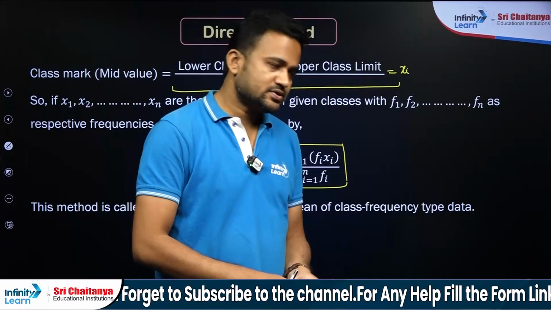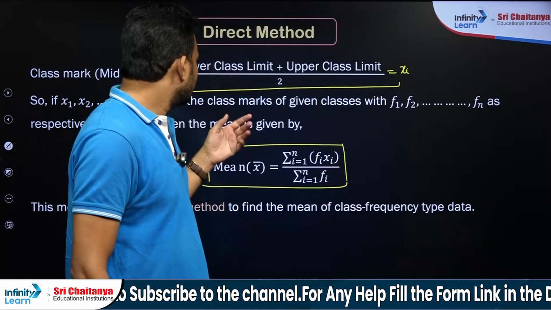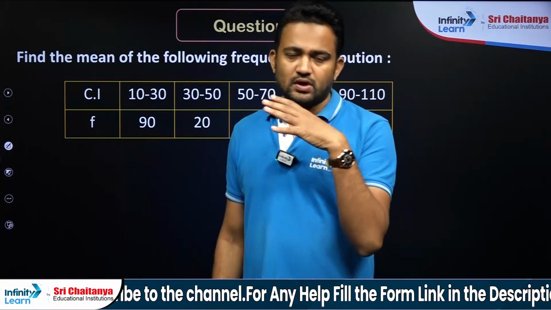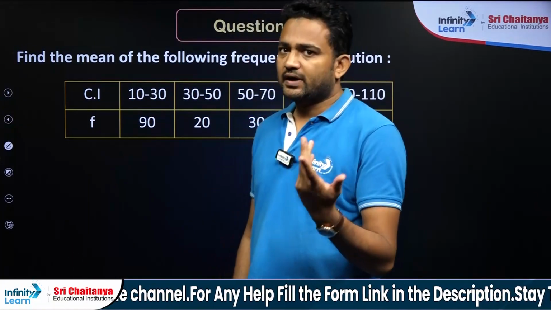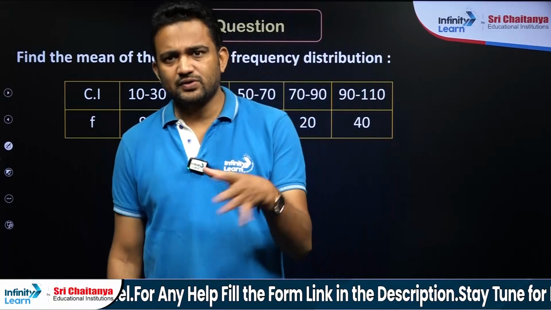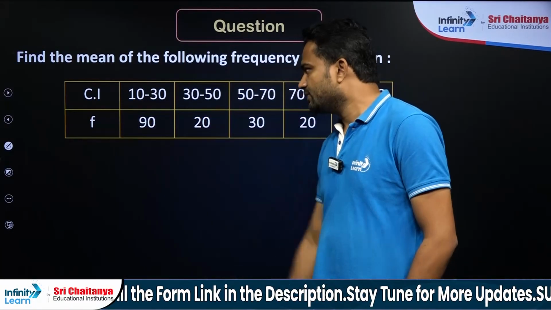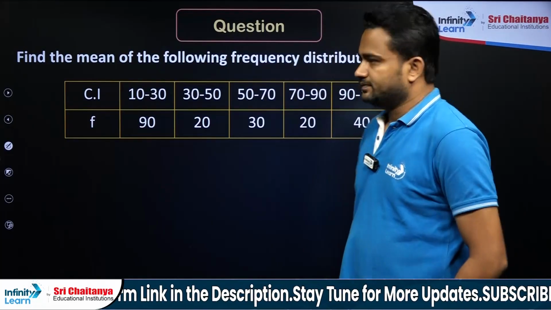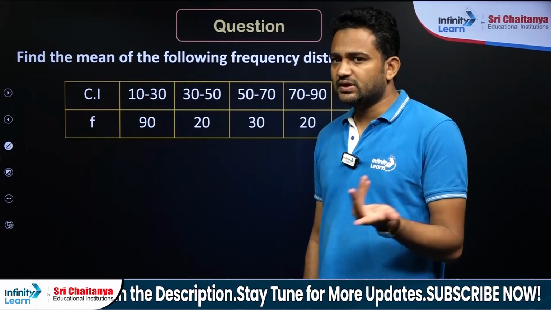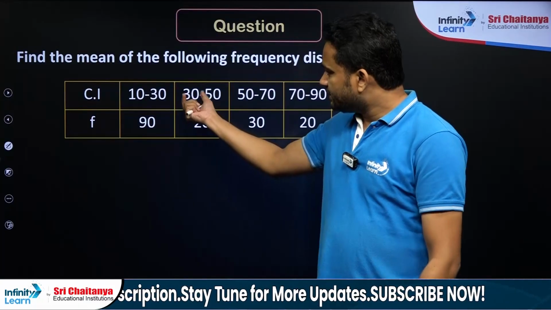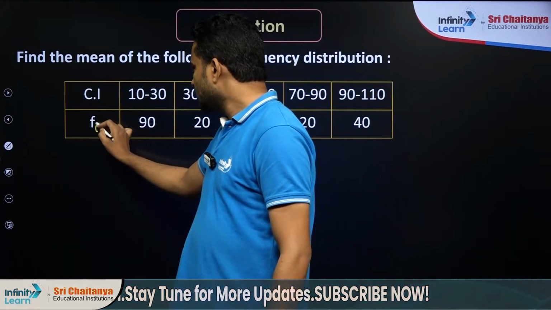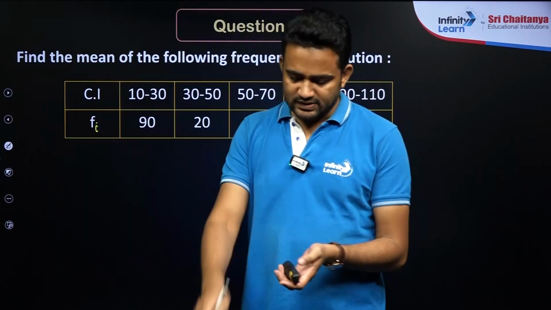Let us solve a question so that we can understand how to find the mean of group data by using the direct method. If no method is mentioned, then you can use any method. We have a question: class interval is given, frequency is given, and we have to find the mean. Let us solve it by the direct method. Class interval is given, fi is given. We'll find the xi, that is called the class marks.